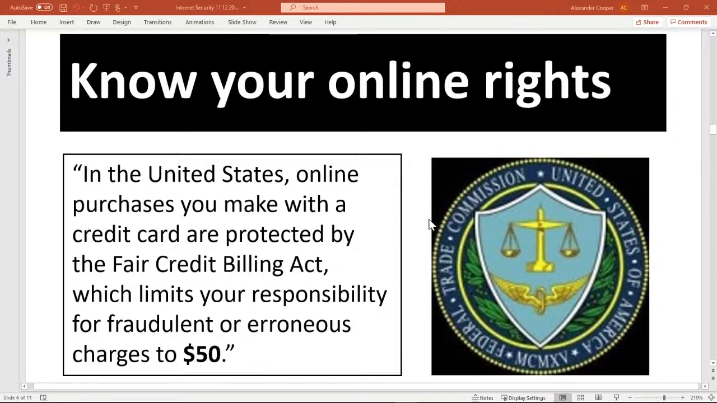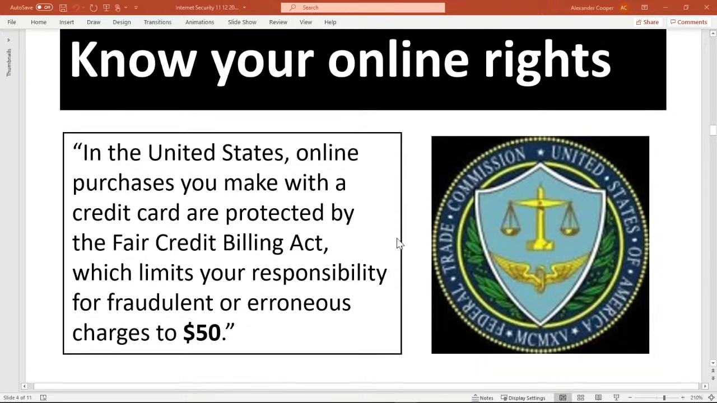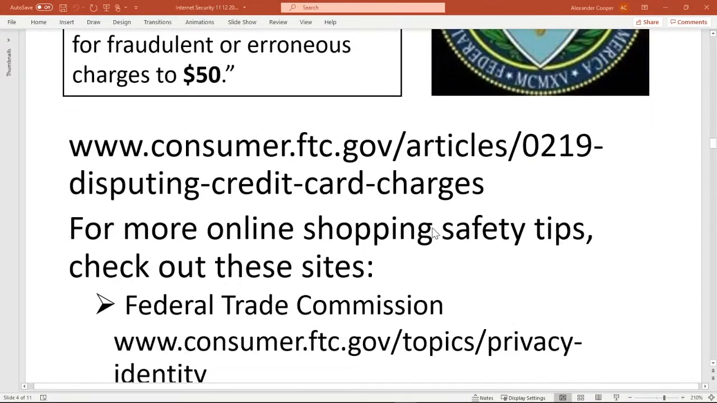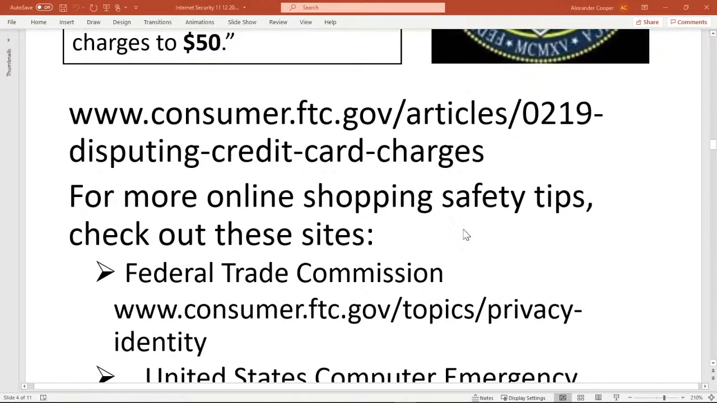In the United States, online purchases you make with a credit card are protected by the Fair Credit Billing Act, which limits your responsibility for fraudulent or erroneous charges to $50. Do you realize they normally never charge this in any way, but just know that that's what the law says. And this is actually from the FTC.gov website, consumer.FTC.gov article, dispute credit card charges, okay?